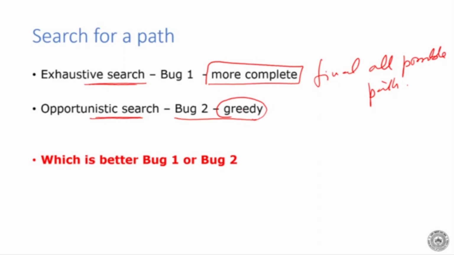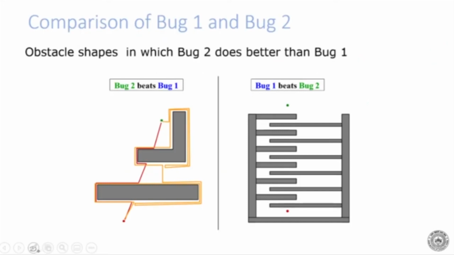So the question comes, which is better, bug 1 or bug 2? In path planning, you'll always see that this question comes up. Is there a better algorithm? Is this better than that? It depends on the situation, case to case. It would just appear to us that bug 2 is better, but you'll find that that is not so. It depends on the situation. So let's look at this now.